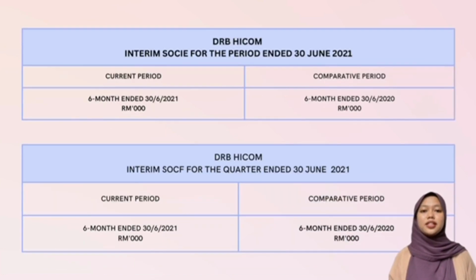The next statement is the statement of changes in equity. For the current interim period, it is 6 months from January to June 2021, while the comparative period is 6 months from January to June 2020. Lastly, the statement of cash flow. For the current interim period, it is 6 months from January to June 2021, while the comparative period is 6 months from January to June 2020.